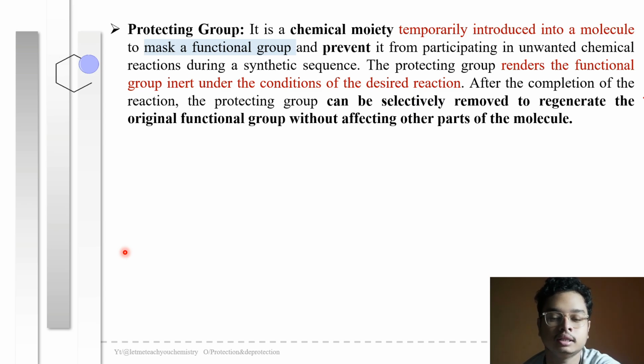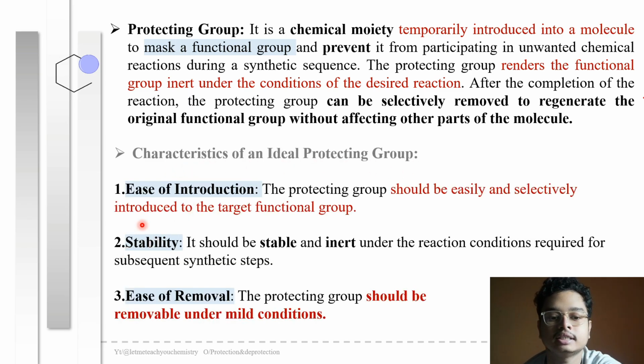Now, not every group becomes a protective group for every kind of functional group. We don't do just any random reaction to protect some group. So the protective group should have some characteristics. Some of the characteristics: the first is ease of introduction. The protective group should be easily and selectively introduced to the target functional group. The second one is stability. It should be stable and inert under the reaction conditions required for subsequent synthetic steps. And the third one is ease of removal.